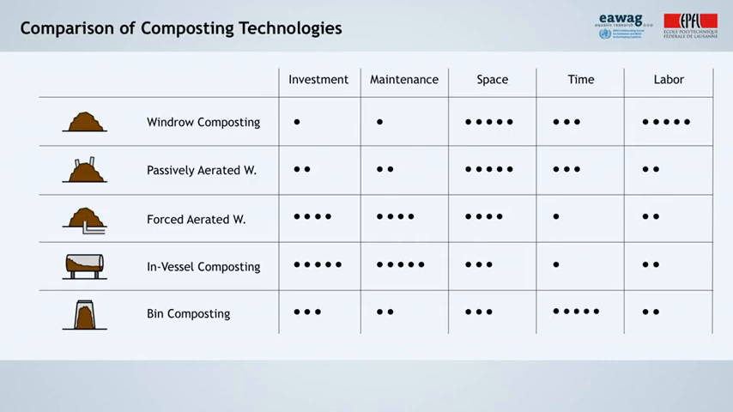This final table shows a comparative summary of the presented technologies, assuming they are all treating a similar amount of waste. However, keep in mind that in-vessel and especially bin composting can also be, or normally are, used in smaller amounts. In any case, the table allows to have a quick impression of which technology could suit your needs and constraints best. This is the end of the module.